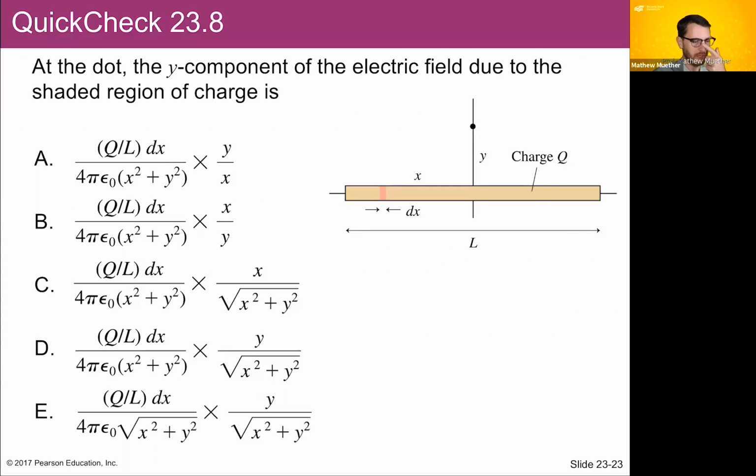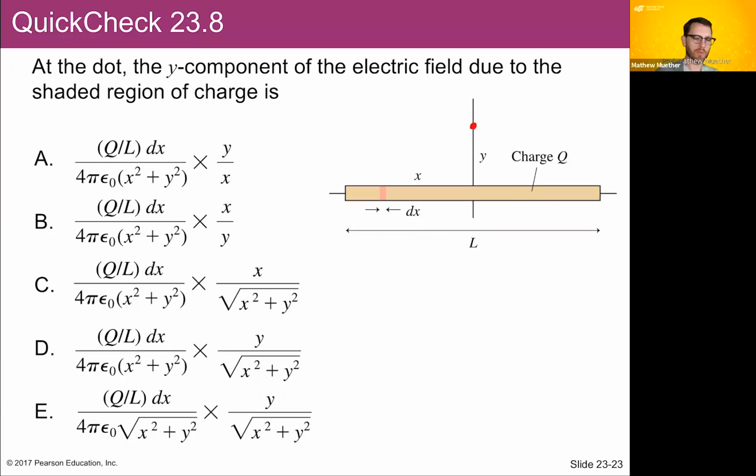Okay. So now we come to a derivation that I want to work through with you in the remainder of time here. Basically, what we want to do is go through and figure out how we derive the equation for the electric field coming from a rod of charge.